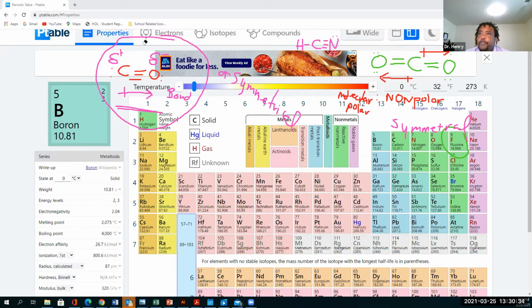Okay, so if we have this molecule here, do you guys see it up top, the HCN? Hydrogen has the weakest electronegativity. Carbon and hydrogen are really, really close to each other in terms of electronegativity, so they are about even, almost even. But nitrogen is much stronger than carbon.